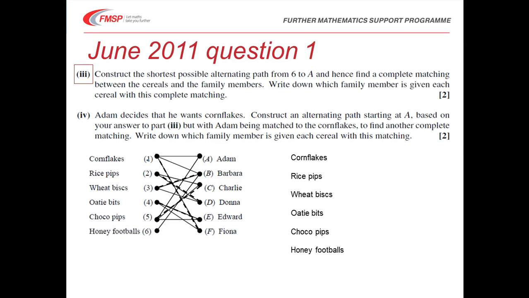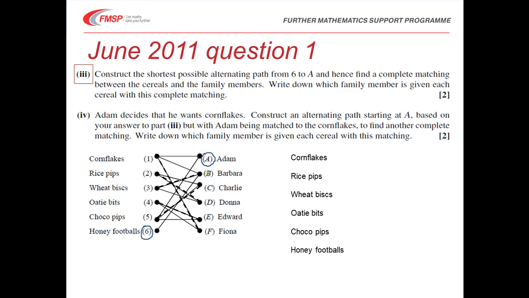And then if we look at part 3, it says construct the shortest possible alternating path from 6, which is here, the unmatched vertex on the left, and we have got to try and match that up to an unmatched vertex on the right.